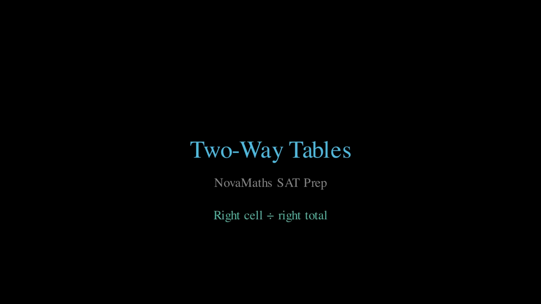A two-way table organizes counts for two categorical variables at once. Rows are one variable, columns are the other. On the SAT, success is less about fancy probability symbols and more about picking the right denominator.